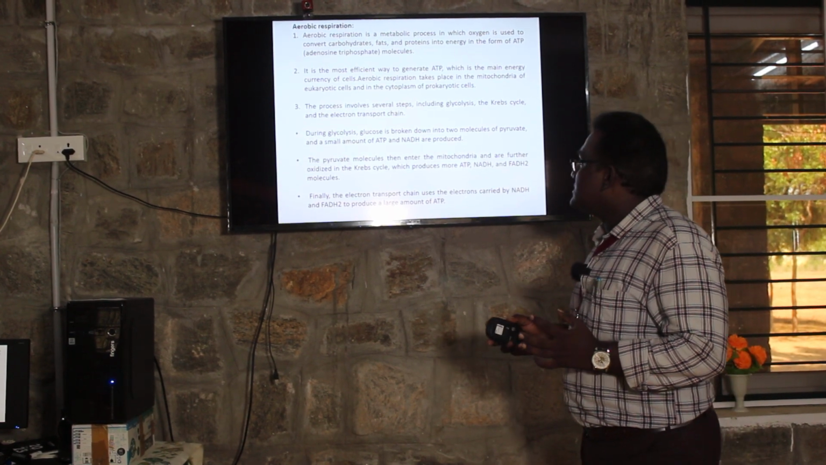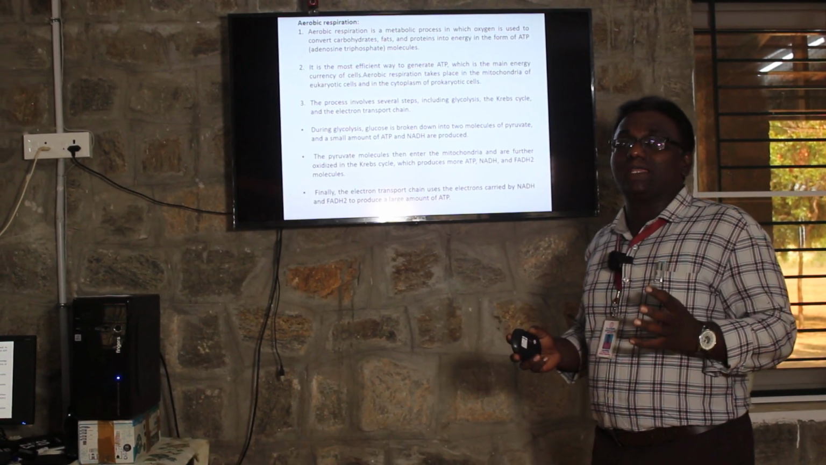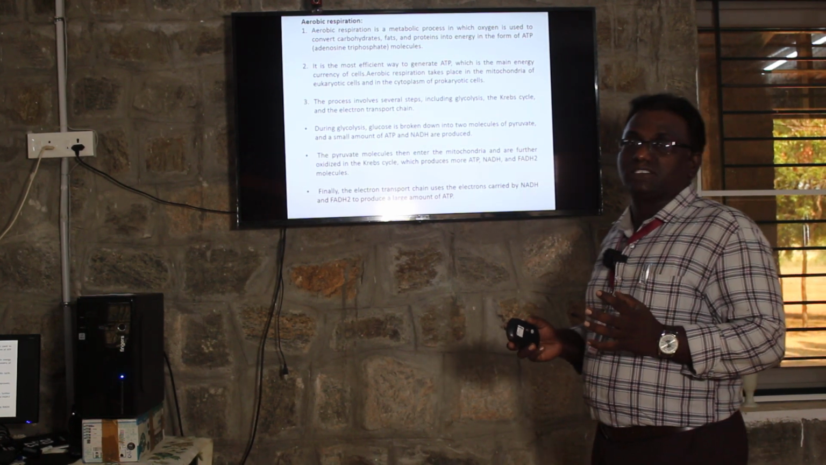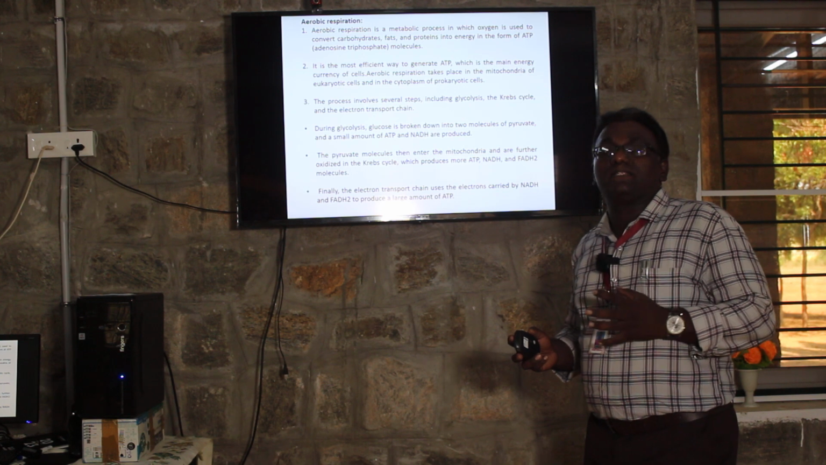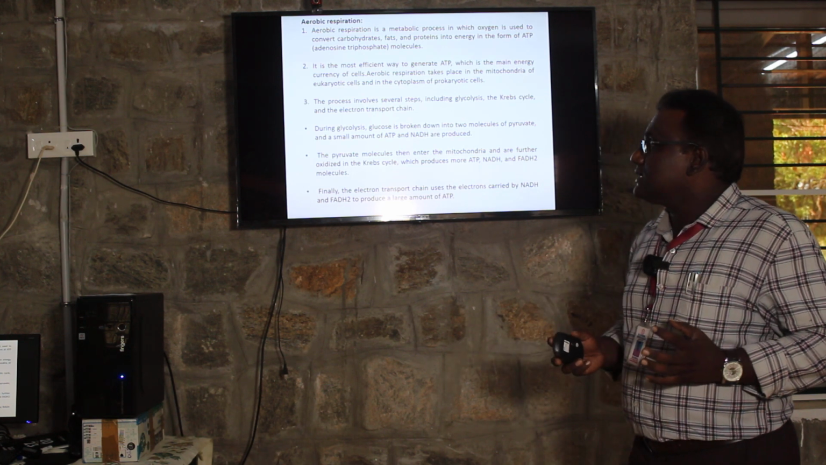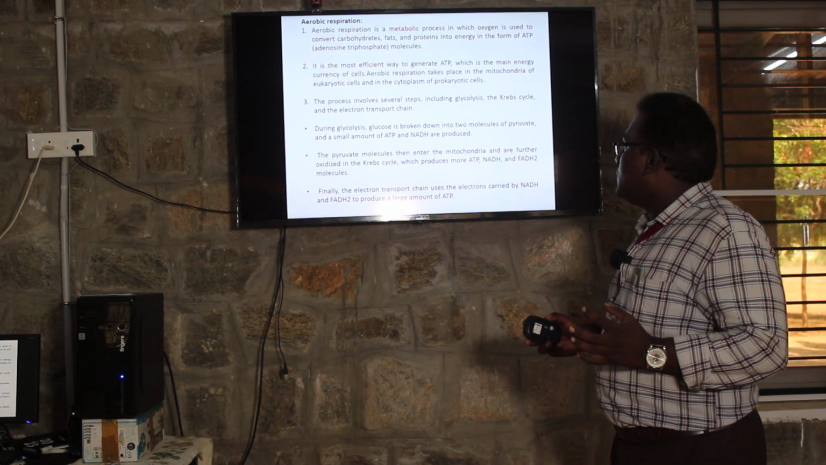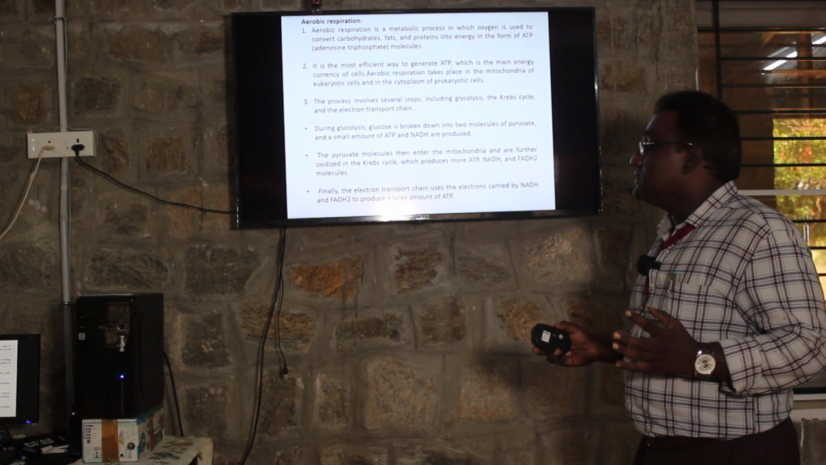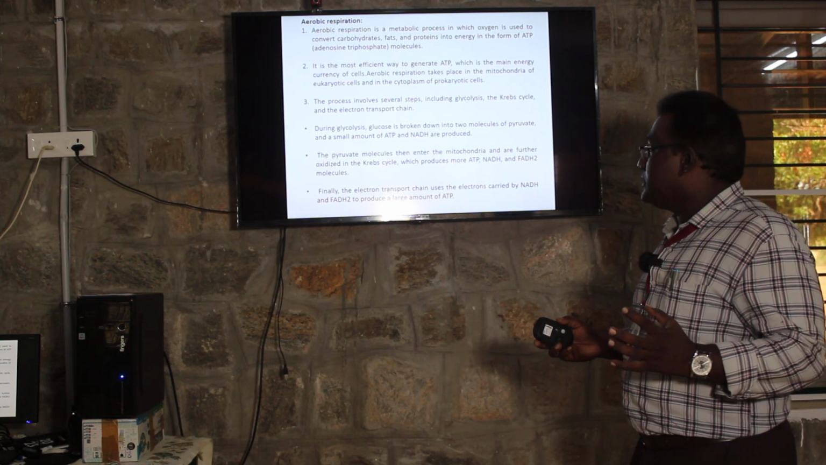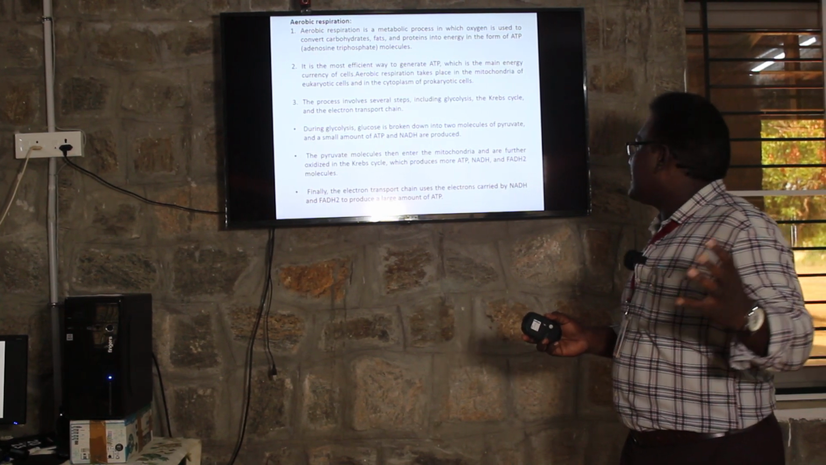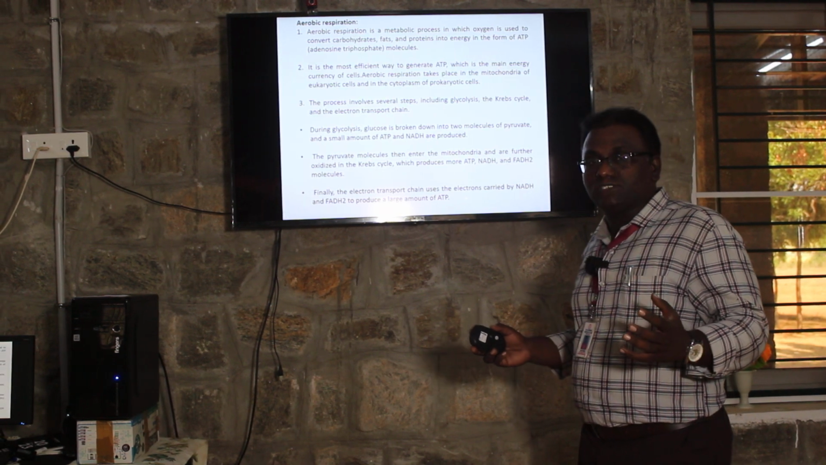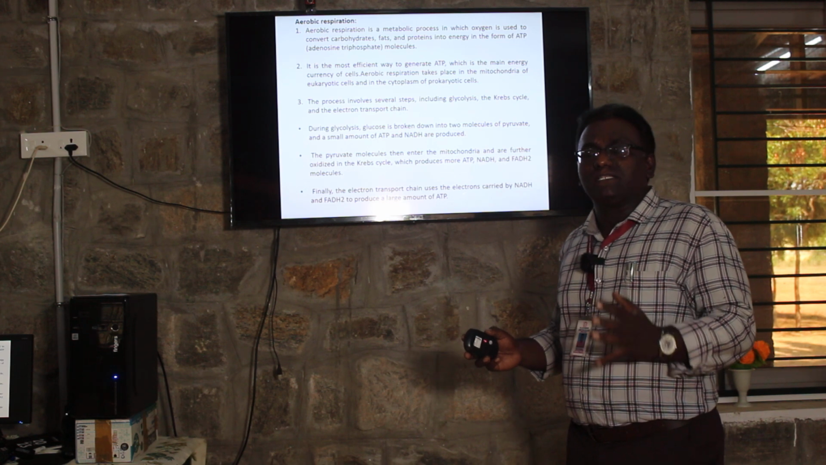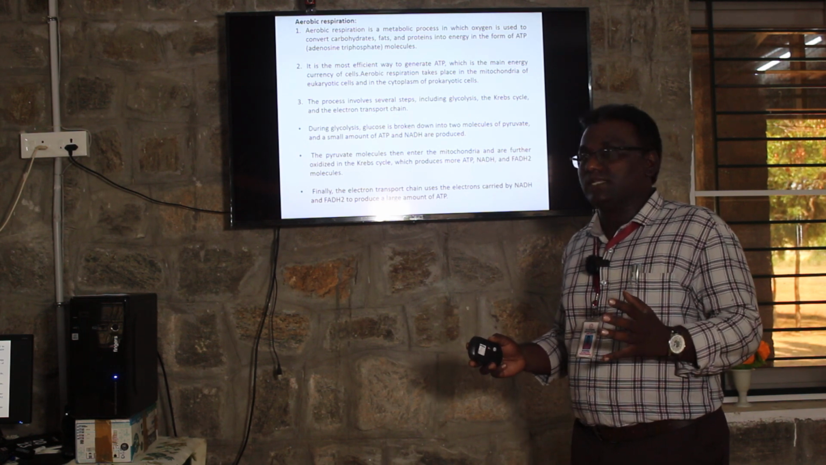During glycolysis, glucose is broken down into two molecules of pyruvate and a small amount of ATP and NADH. The pyruvate molecules then enter the mitochondria and are further oxidized in the Krebs cycle, which produces more ATP, NADH and FADH2 molecules. Finally, the electron transport chain uses the electrons carried by NADH and FADH2 to produce a large amount of ATP. This is what is happening inside every living cell.